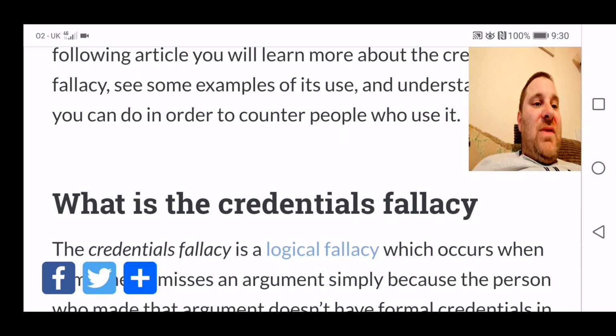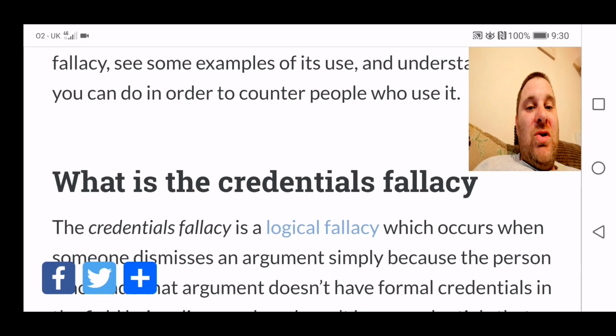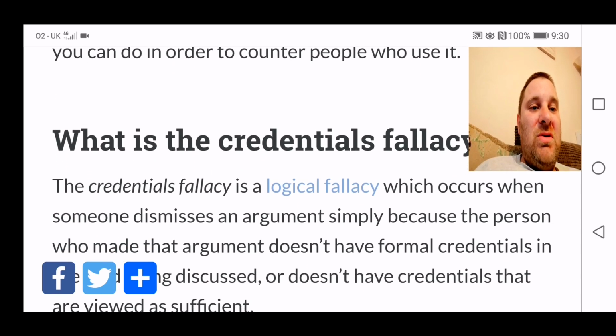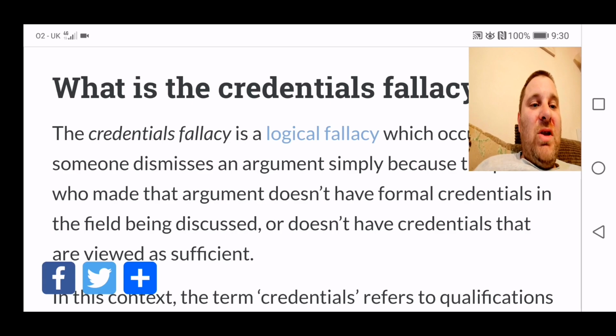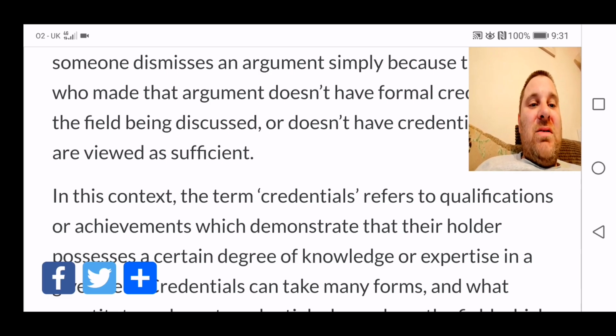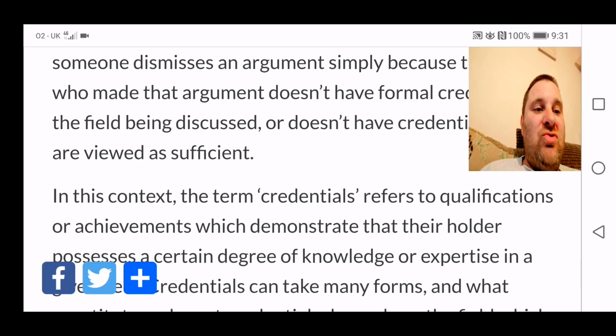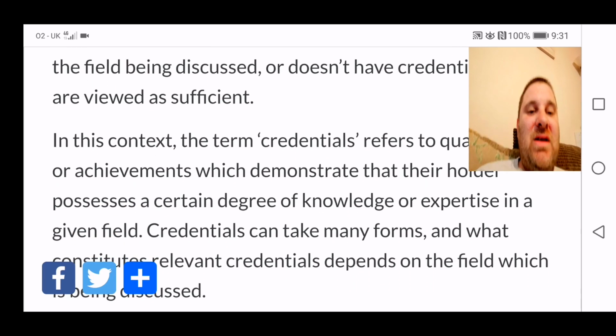What is the credentials fallacy? Well, the credentials fallacy is a logical fallacy which occurs when someone dismisses an argument simply because the individual who made that argument doesn't have formal credentials in the field being discussed, or doesn't have credentials that are viewed as sufficient. In this context, the term credentials refers to qualifications or achievements which demonstrate that their holder possesses a certain degree of knowledge or expertise in a given field.